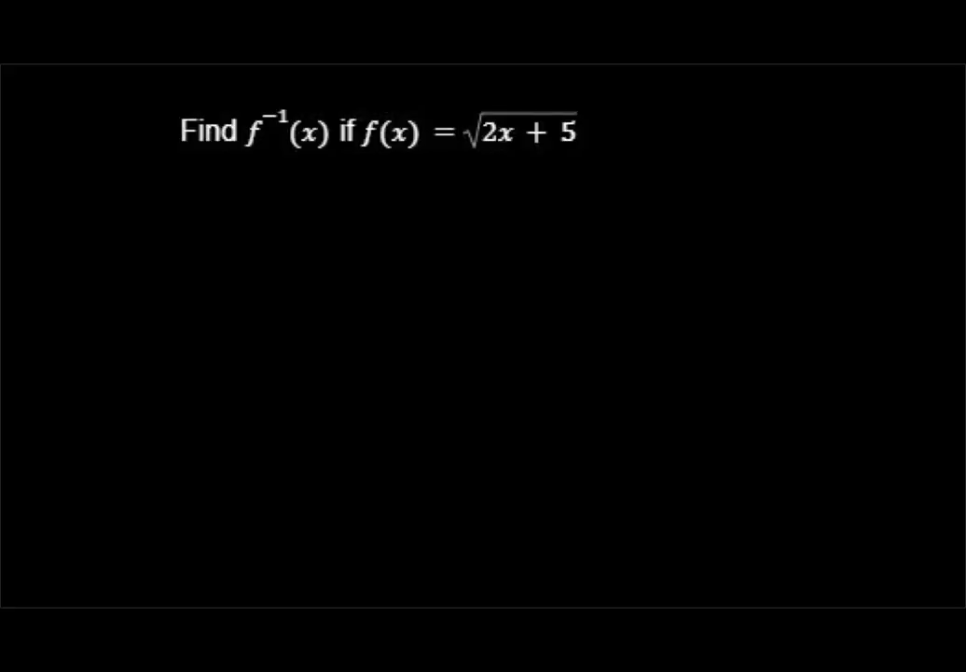In this example, we're supposed to find f⁻¹ of x if f of x equals the square root of the sum of twice x plus 5. So in order to do this, remember that f⁻¹ is just saying inverse. That's a mathematical notation. So we're going to find the inverse here, which means to start by finding the inverse, we're going to switch x and y. Remember that f of x is another way of saying y, so we have y equals. So we're going to switch x and y, making it x equals the square root of 2y plus 5.